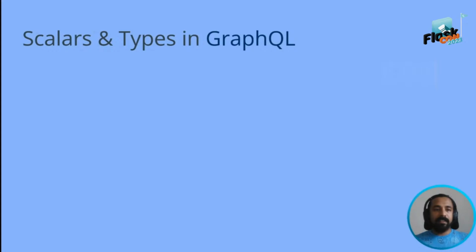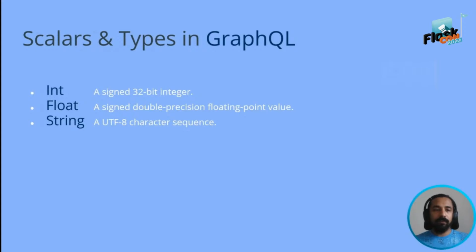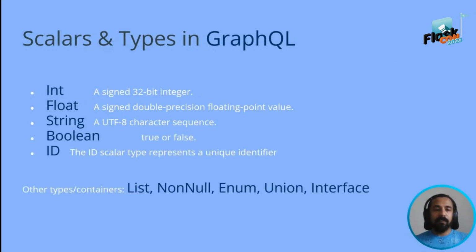Now let's take a look at various scalars and types in GraphQL. Scalars are the basic types. So these include int, float, string, boolean and id types. Similarly, we have other types or containers like list. So list can contain multiple scalars together, and a non-null is a wrapper which marks a field as non-nullable. Then we have enums, union and interfaces.